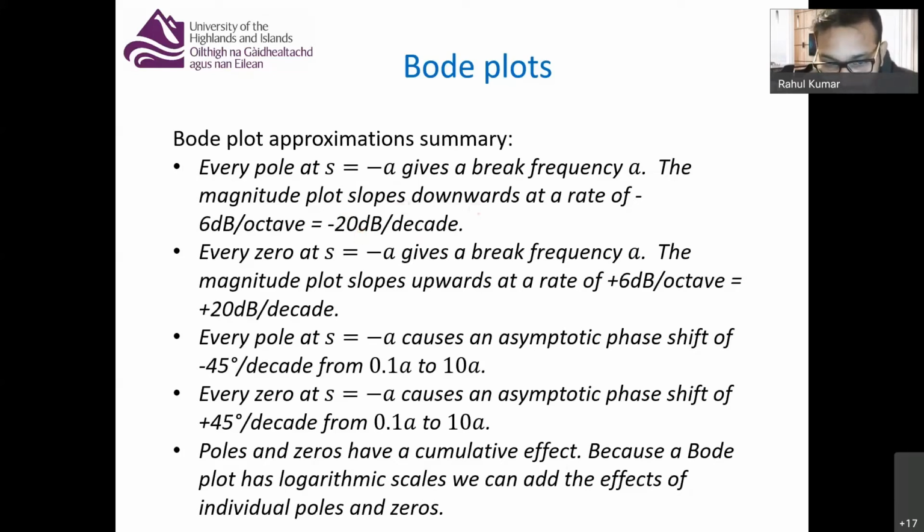So because of a pole at s equals minus 1, you will have a break frequency at the same value, and you will have a slope in the downward direction at a rate of minus 20 dB per decade. These are the key points that we should know in order to plot this Bode diagram.